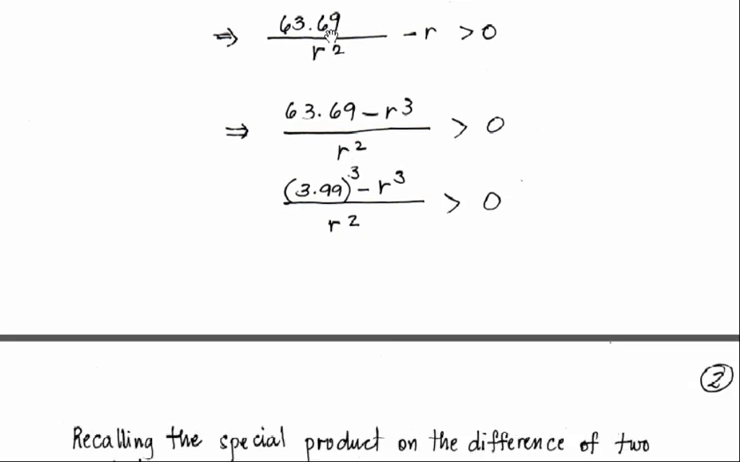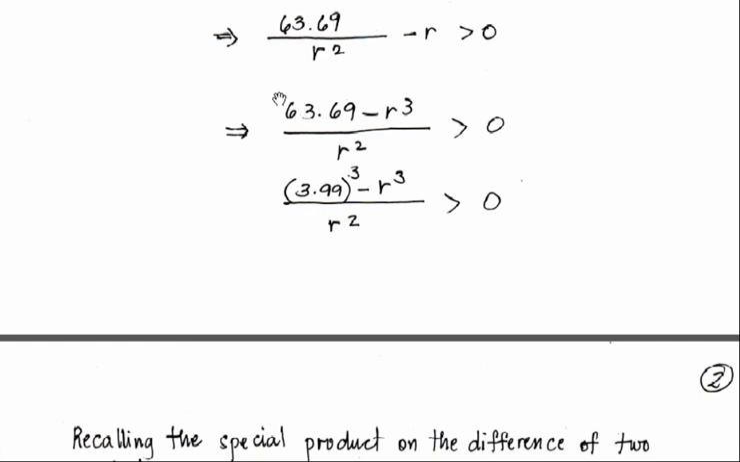Then take the LCD. We just have to use a single rational inequality expression here. So we have LCD r squared. Then we have 63.69 minus r cubed all over r squared is, or must be, positive. When a rational expression is expressed like this, with the inequality greater than 0, that means this must be positive.